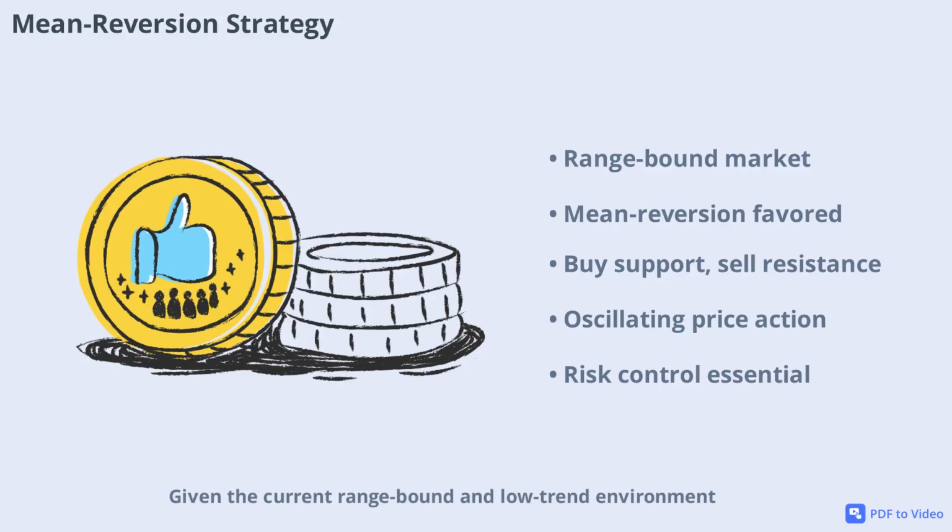Given the current range-bound and low-trend environment, mean reversion strategies may be more effective than trend following. This involves buying near support and selling near resistance, capitalizing on the stock's tendency to oscillate within a range. However, it's important to use proper risk controls as range breaks can happen unexpectedly.